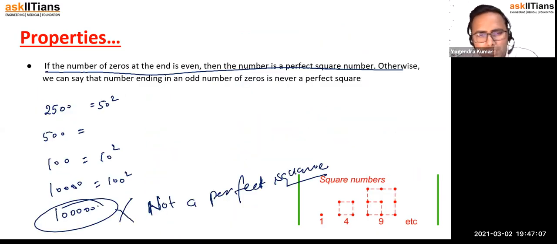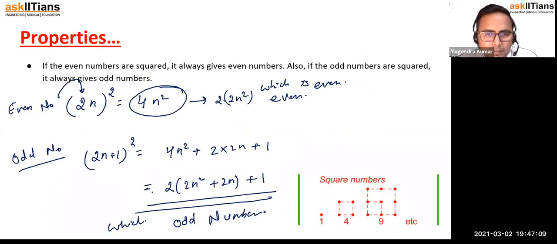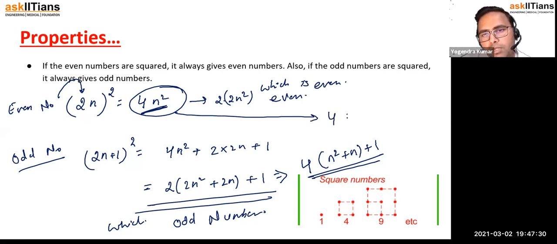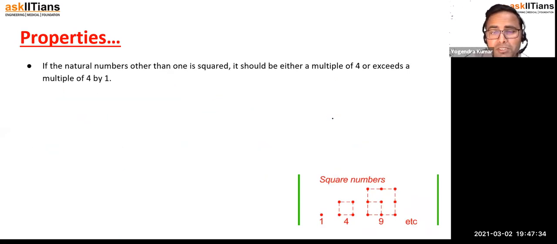By the way, can we understand this property here only? That's why we did this one here. Can you see this further? Can I take 2 common here? So 4n square plus n plus 1. So it will exceed a multiple of 4 by 1, right? Or it will be a multiple of 4, like 4 times n square. So you can understand from here also. I hope it is pretty much clear, right? That's all. So it happens to every square of a number.